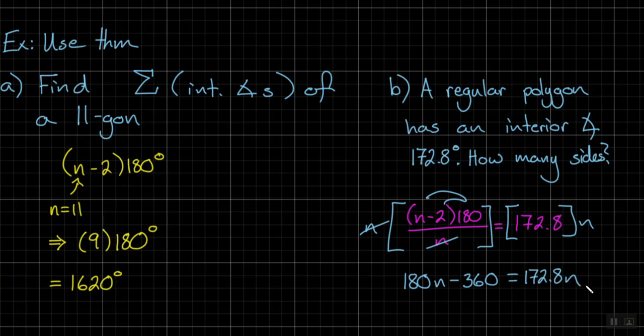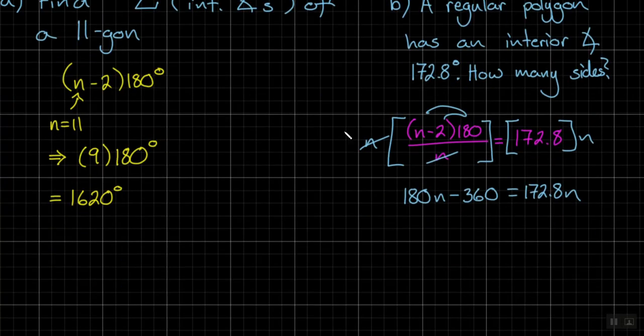At this point, I have everything set up so that we can move n freely around to both sides, right? We just need to isolate it. Do you want me to subtract 172.8n and then add 360? Or do you want me to just subtract 180n? Okay, so I'm going to do 2 steps in one. We'll subtract 172.8n. And if you subtracted the 180n, you're fine as well. I'm going to add 360 to both sides. It doesn't matter. This is just going to give us a positive value here.